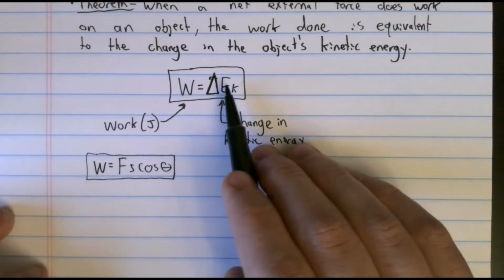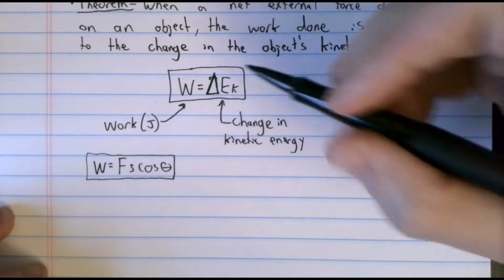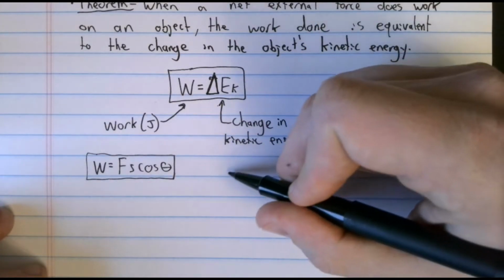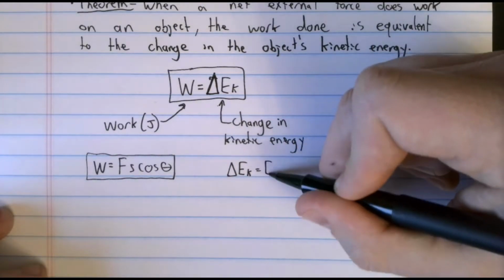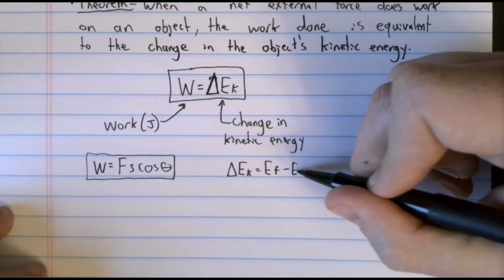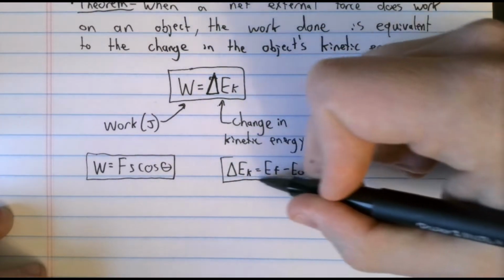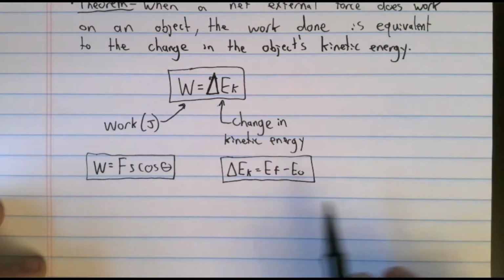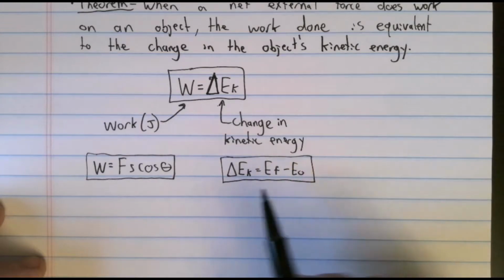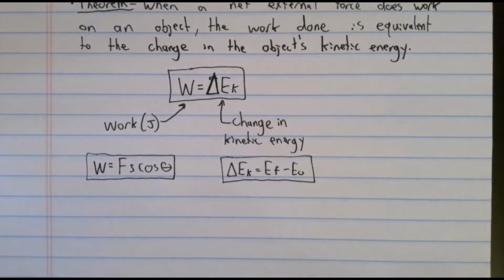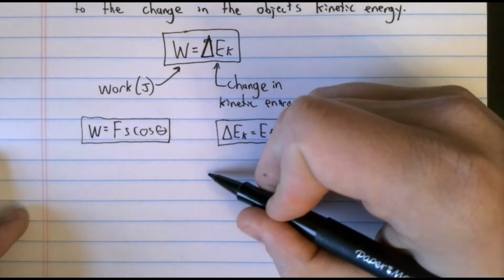This one gets pretty crazy. Let's take it at face value. Change in always means final minus initial, so delta EK is equal to EF minus EO. Very often, one of those numbers will be 0, so keep an eye out for that. If your initial velocity is 0, this goes away. If your final velocity is 0, that goes away. Wait a minute, where am I getting velocity from?